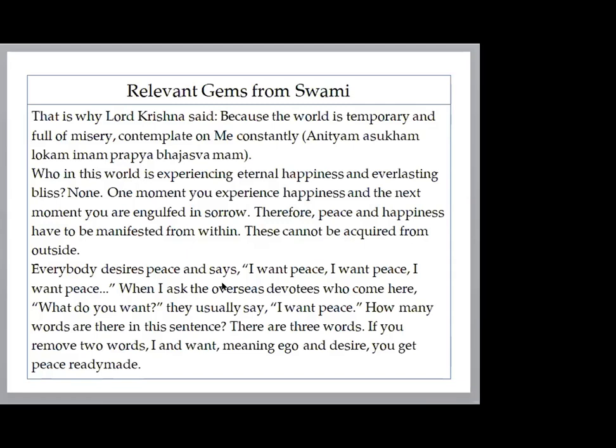Everybody desires peace and says, I want peace, I want peace, I want peace. When I ask our overseas devotees to come here, what do you want? They usually say, I want peace. How many words are there in this sentence? There are 3 words. If you remove 2 words, I and want, meaning ego and desire, you get peace ready-made.